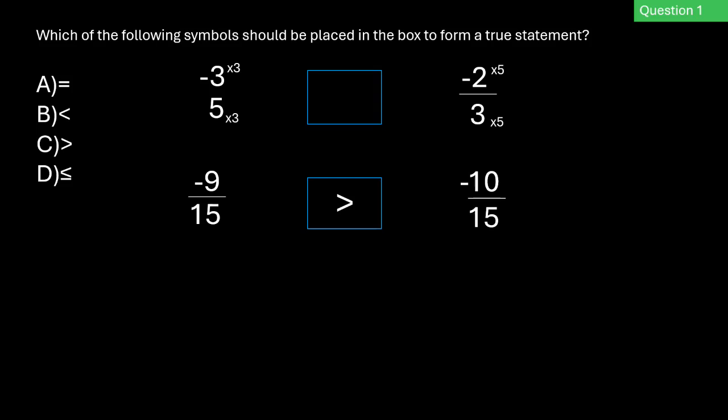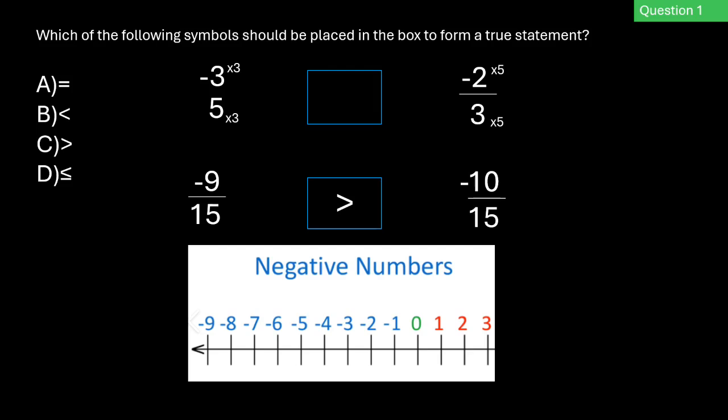Now -9 is greater than -10. And you can underline if you are a person who likes to underline. -9 is closer to the 0 than -10, so -9 is larger than -10.